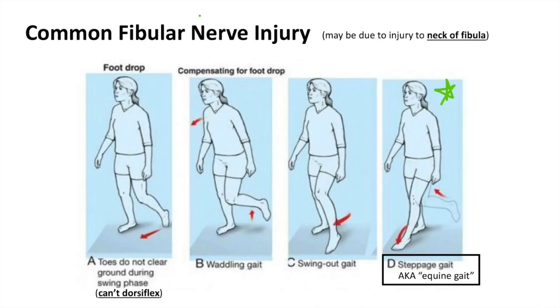With the common fibular nerve, it may be due to injury at the neck of the fibula, and they may have foot drop, waddling gait, swing out gait, or steppage gait. So in foot drop, the toes are not clearing the ground during the swing phase, so they can't dorsiflex. This one is really important to know. Another one that is more important to know would be the steppage gait. They're stepping forward, and a lot of times in questions they will say, this person has a steppage gait, what nerve is injured? And that would be common fibular. Or it says, where would a fracture most likely be located? That would be the neck of the fibula.